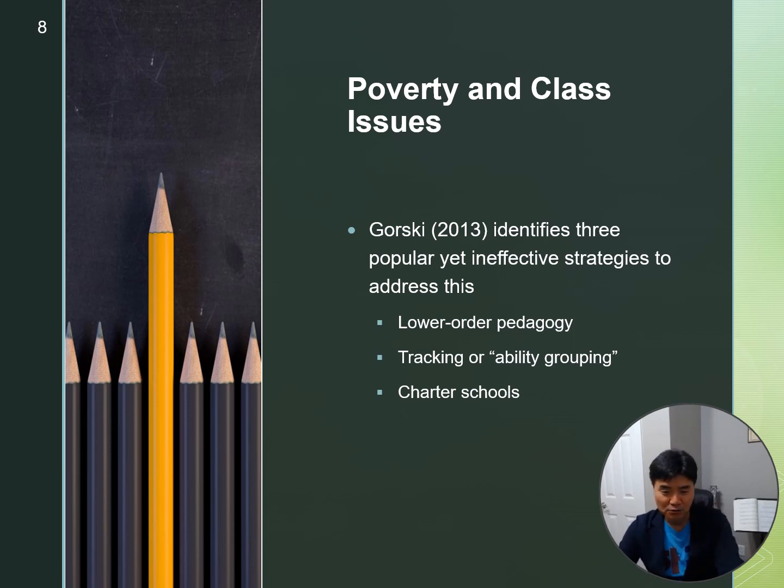Poverty and class issues. Gorski in 2013 identified three popular yet ineffective strategies to address this: lower order pedagogy, tracking or ability grouping, and charter schools. Actually, charter schools is an issue.